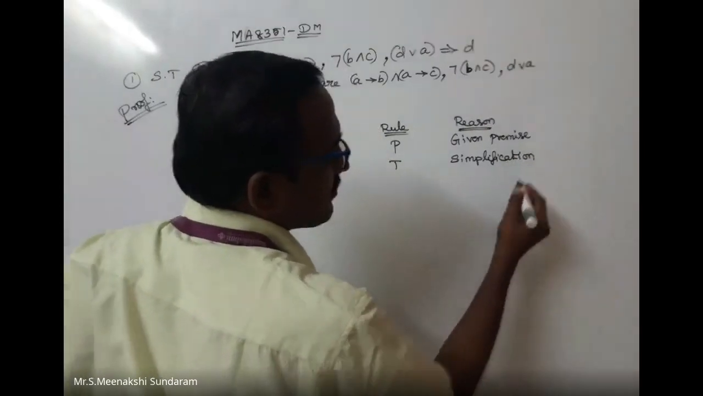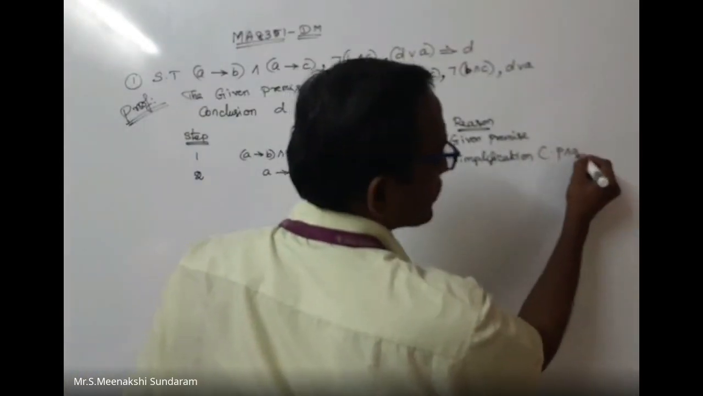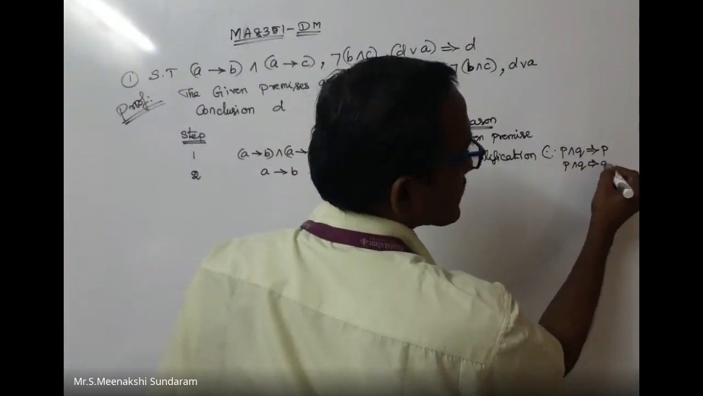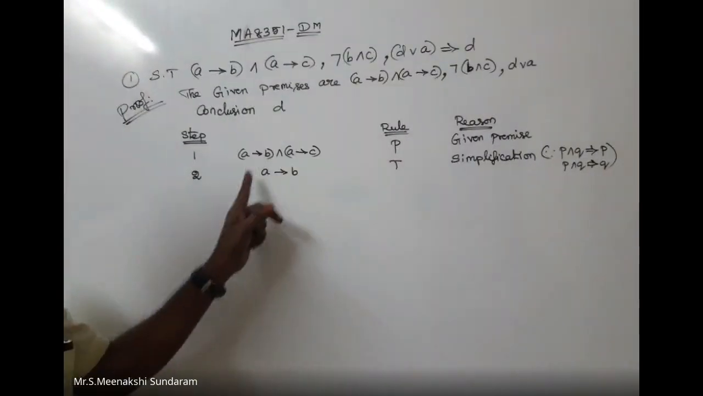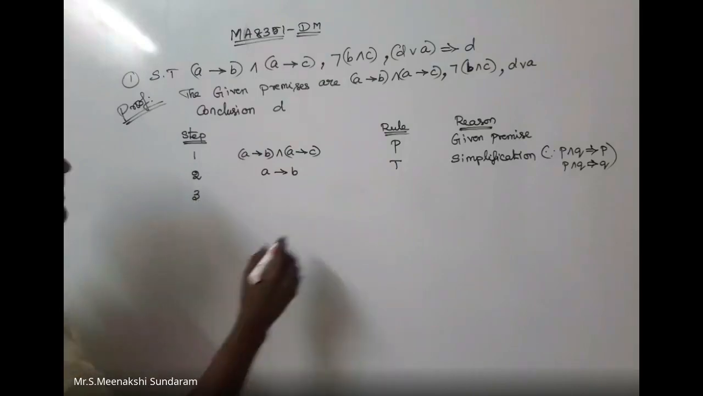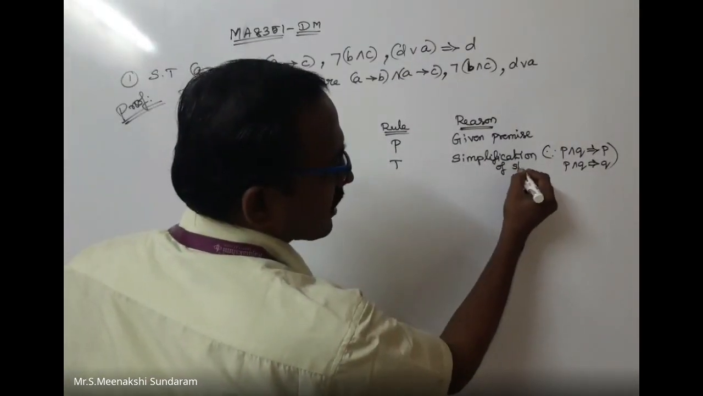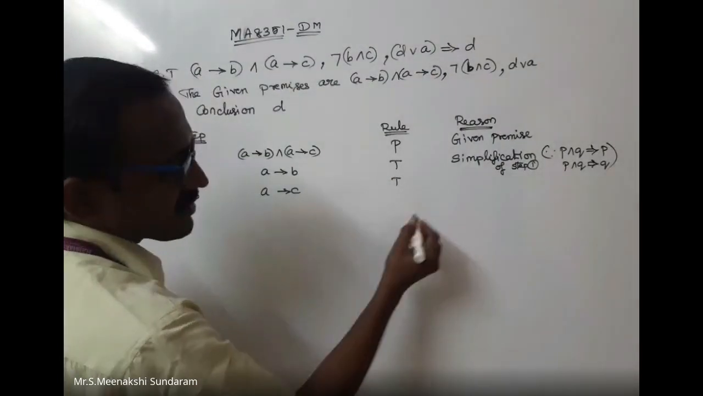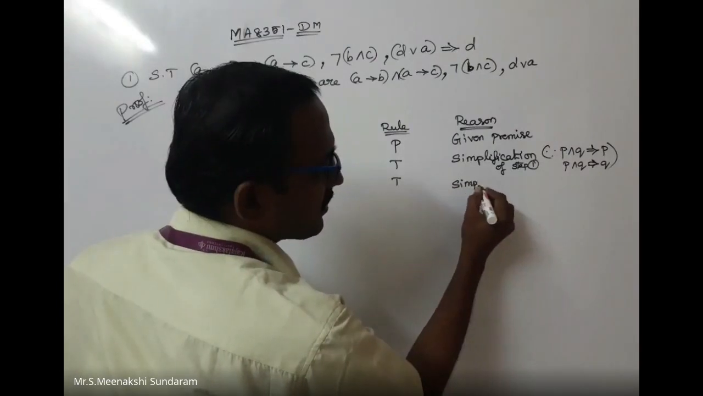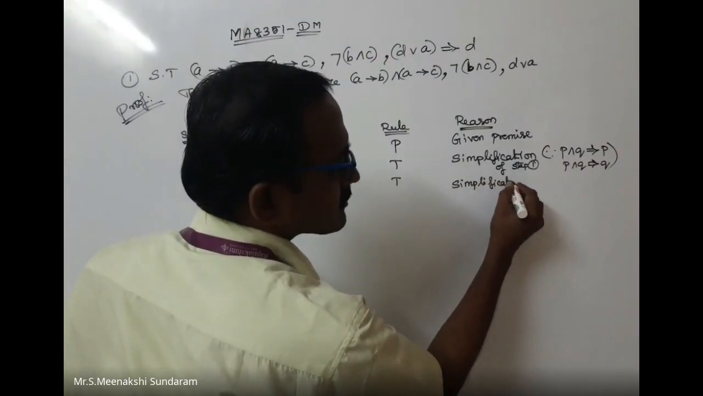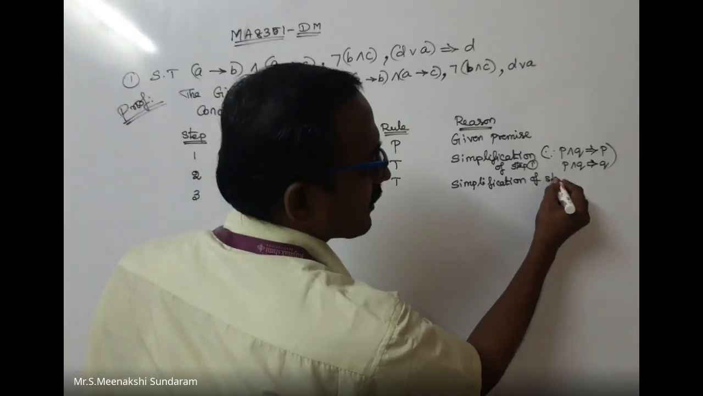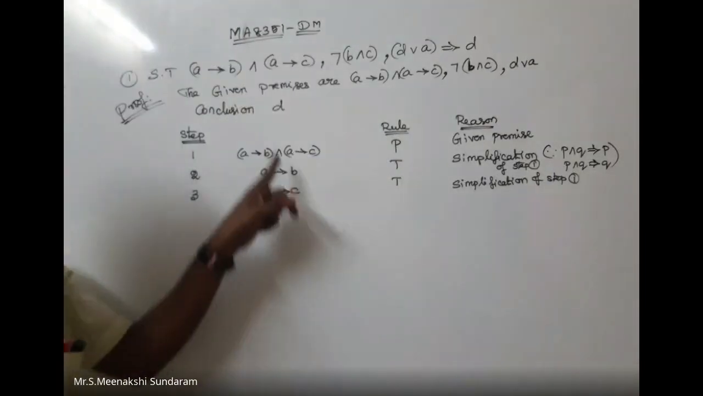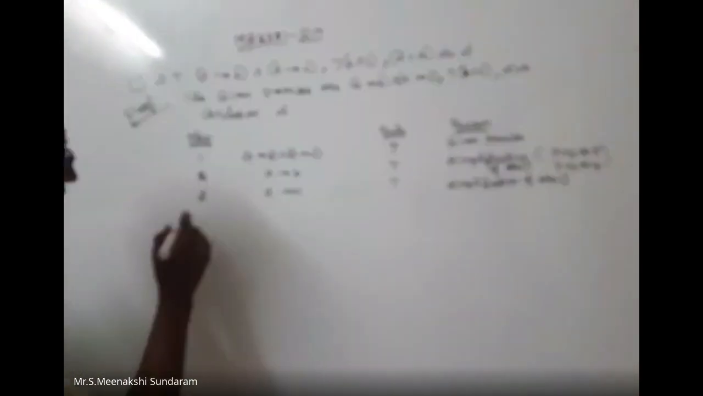What do you mean by simplification? P conjunction Q can be written as P, or P conjunction Q can be written as Q. That is called a simplification. The same one: simplification of step 1. Here also I can write A tends to C. That is the same formula, simplification of step 1. The same step I can write as step 10. These two formulas I can apply here. This is the simplification. Then the next step.